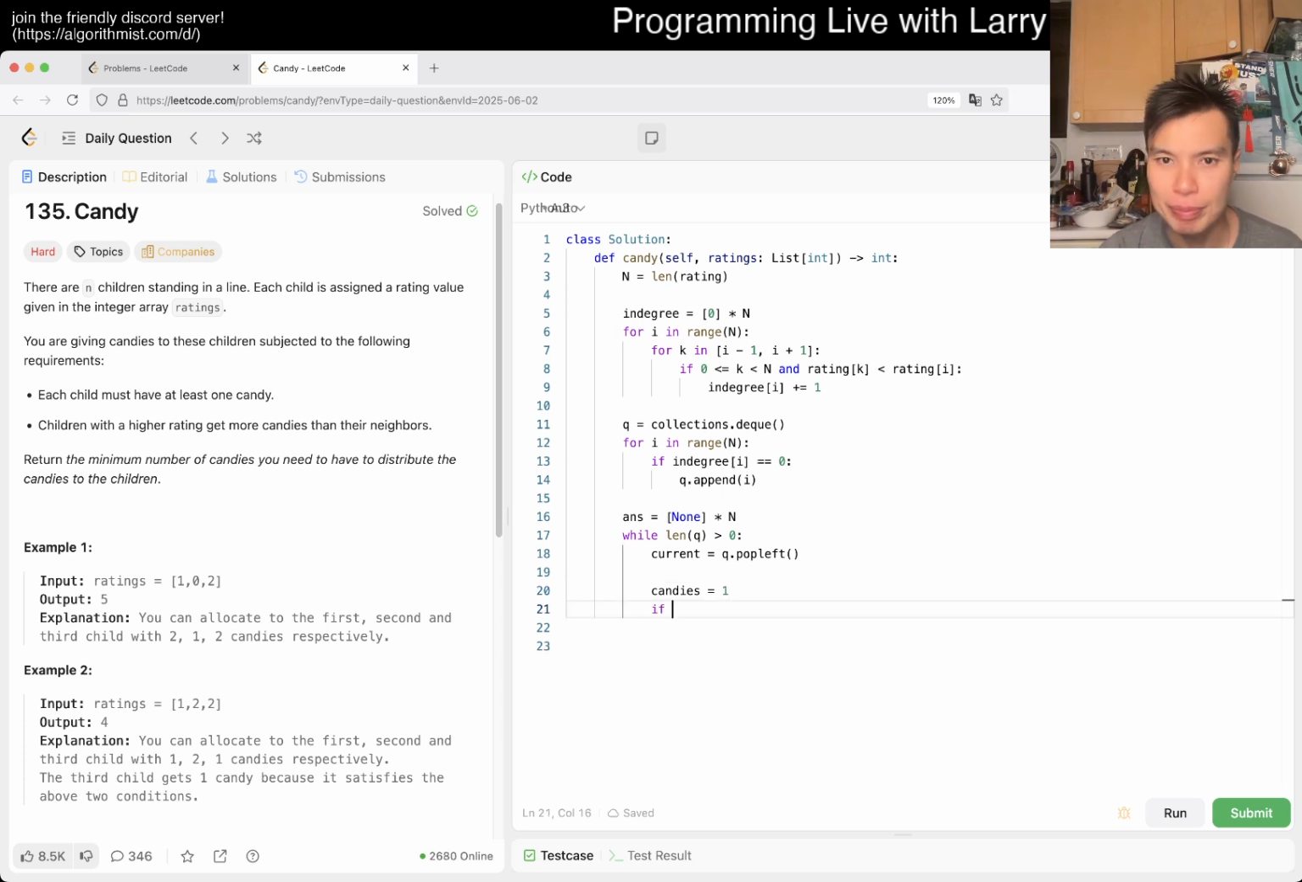Maybe we'll do the same thing that we had before of i minus 1, i plus 1. So if this is within bounds, and that means that, what does that mean?